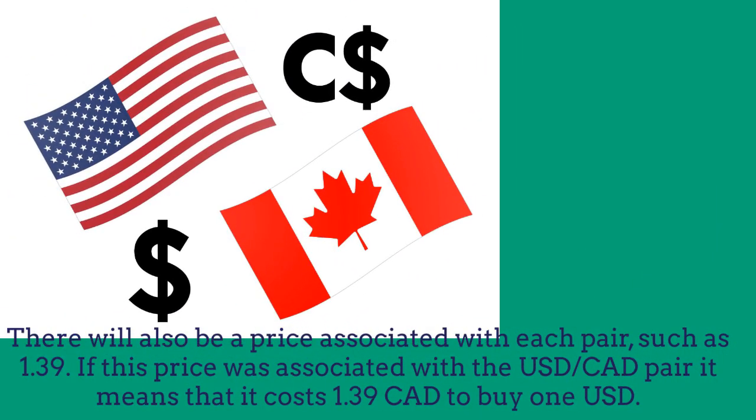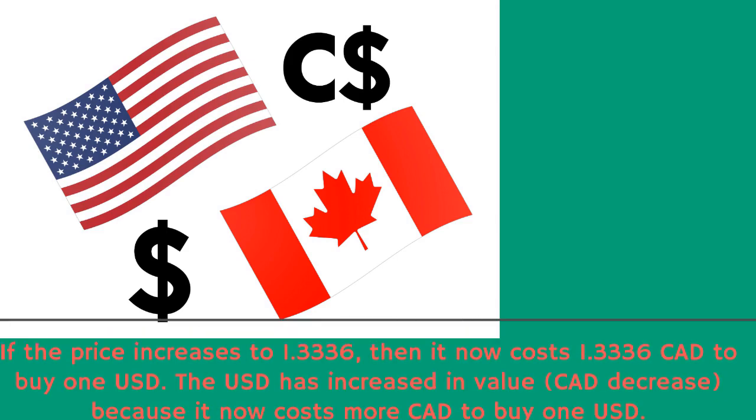There will be a price associated with each pair, such as 1.39. If this price was associated with the USD/CAD pair, it means that it costs 1.39 Canadian dollars to buy 1 US dollar. Now let's suppose the price decreased to 1.3336, so now it costs 1.3336 Canadian dollars to buy 1 US dollar. What does it tell us? It tells us that the US dollar has decreased in value, and of course the Canadian dollar increased, because now it costs fewer Canadian dollars to buy 1 US dollar.